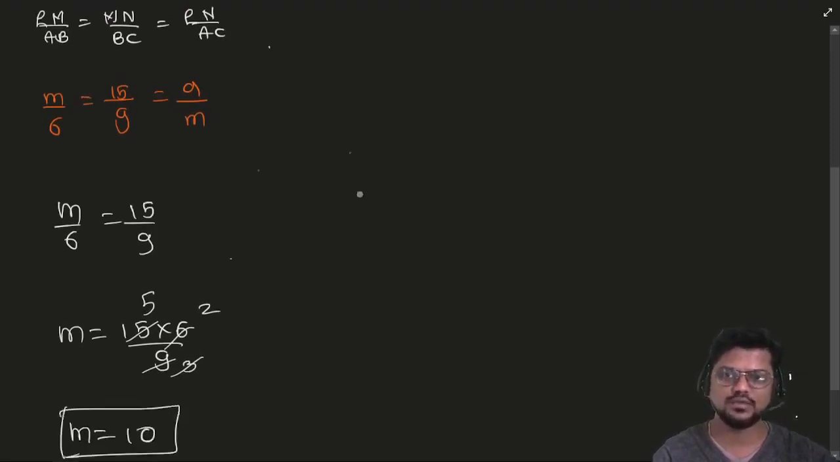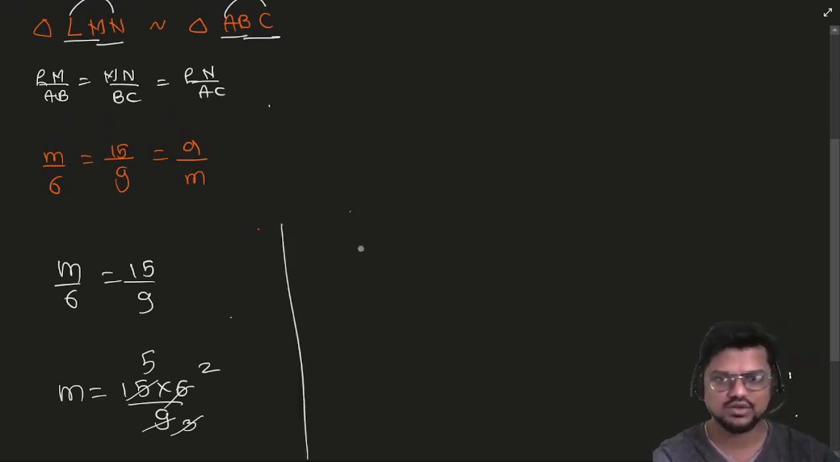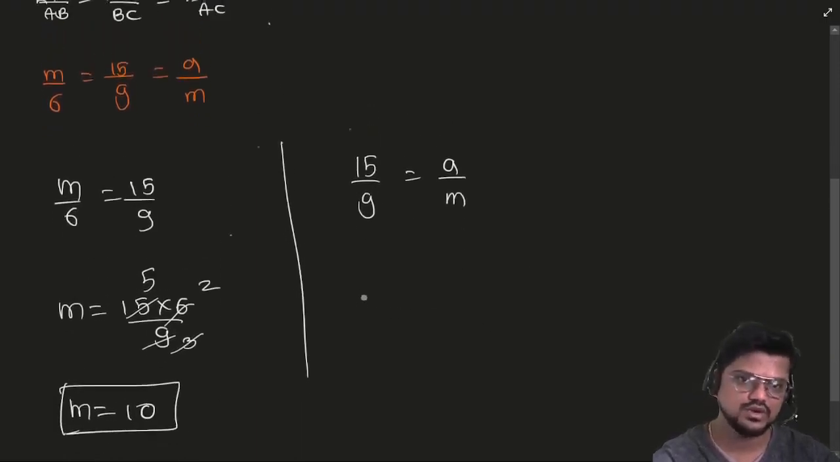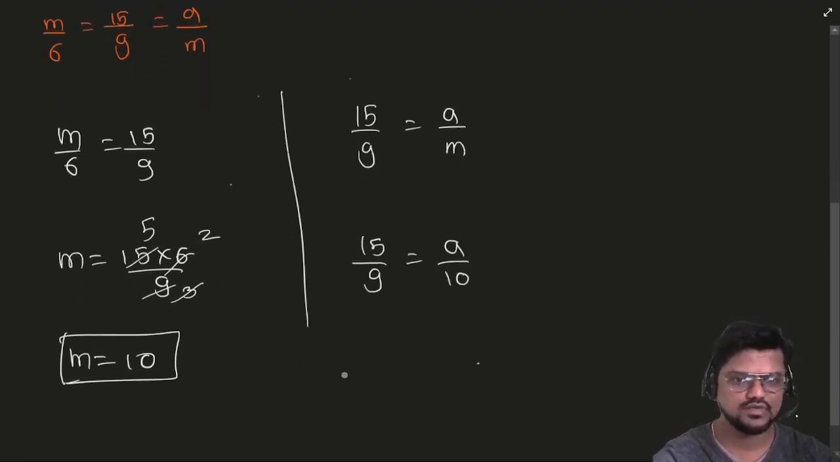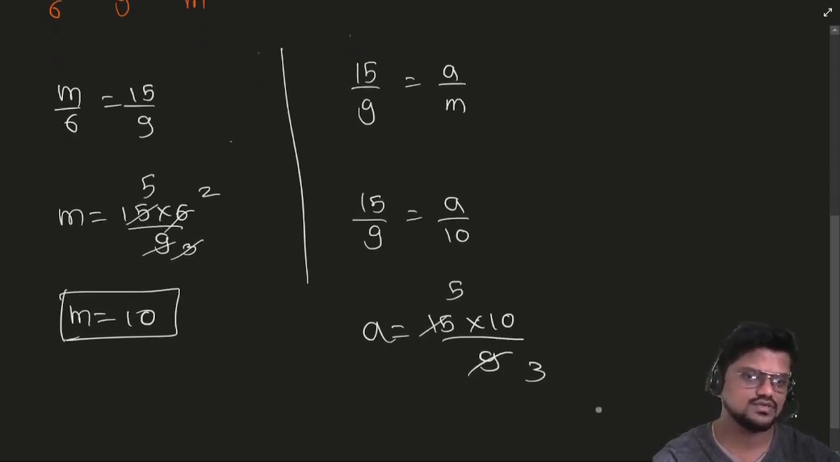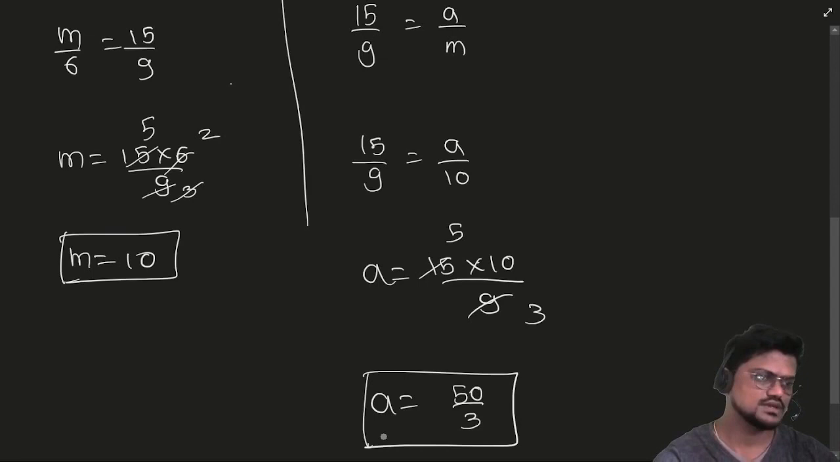So the value of m is 10. Once you get the value of m as 10, now you can use these two values to get the value of a. So now 15 upon 9 will be equal to a upon m. The value of m we got is 10, so you can put that value. So 15 upon 9 will be equal to a upon 10. So the value of a will be equal to 15 into 10 upon 9. 3 3s are, 3 5s are, 5 10s are 50. So the answer of a is 50 upon 3. You can write this. Is that clear?